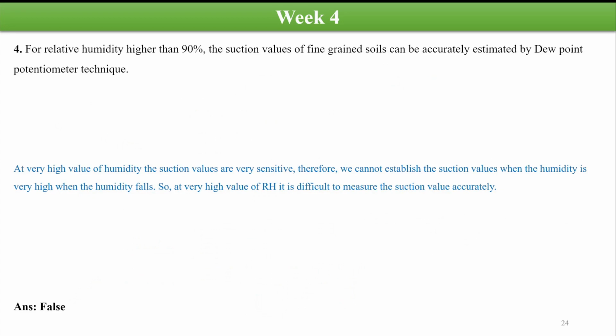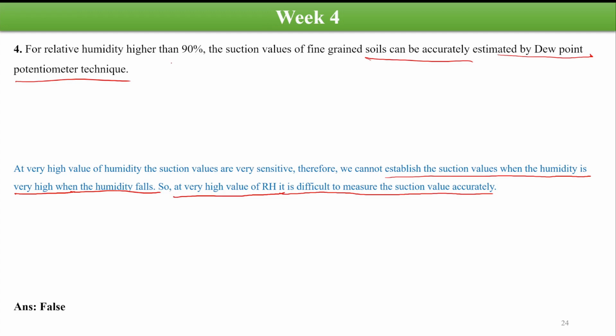The fourth question reads that for relative humidity higher than 90%, the suction value for fine grained soil can be accurately estimated by the dew point potentiometer technique. In the theoretical lectures, we have studied that at very high values of humidity, the suction values are very sensitive. Therefore, we cannot establish the suction values accurately when the humidity is very high. So the dew point potentiometer technique cannot be used accurately when the humidity is very high, mostly more than 90 to 95%.